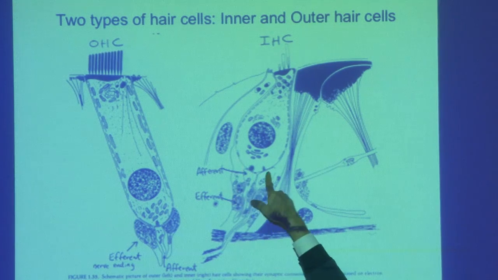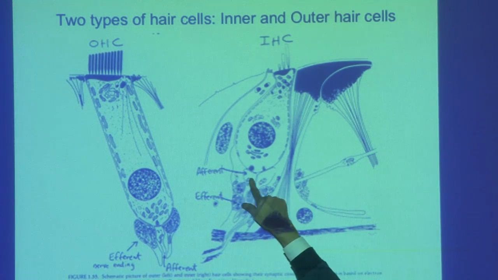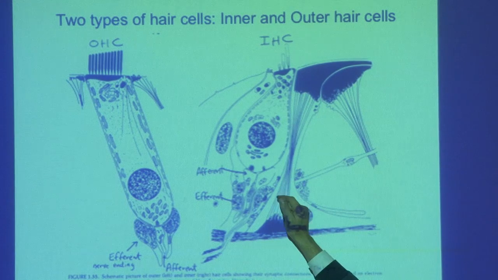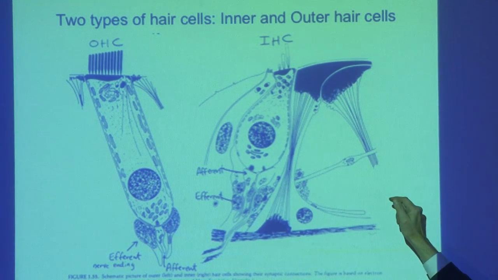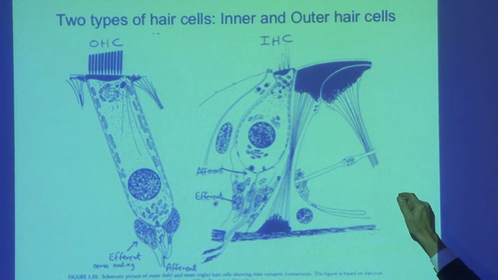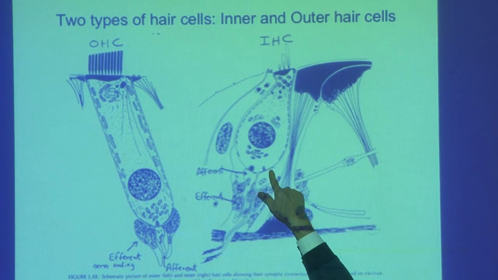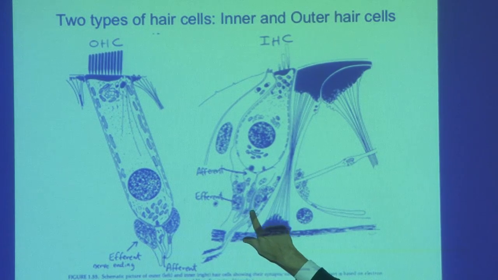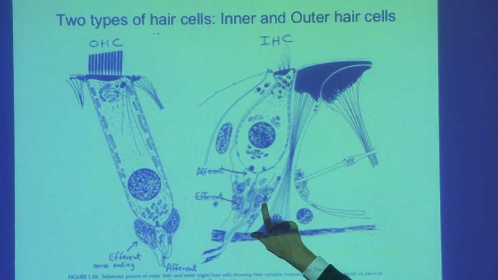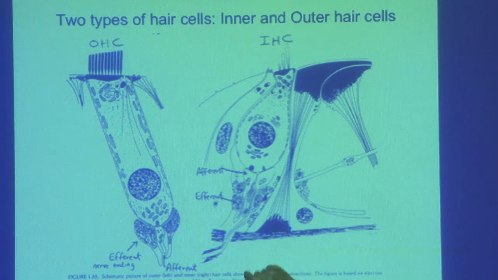At the bottom of the inner hair cell, there's lots of afferent nerve endings, maybe as many as 20 per hair cell. There's a few efferent nerve endings, but they're usually not on the hair cell itself. They're on these afferent terminals. The efferents come and get on the afferent terminals.